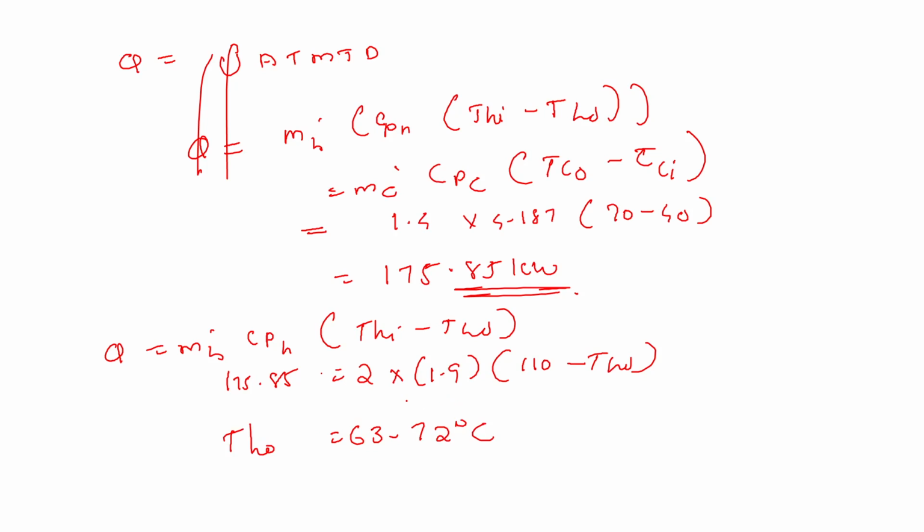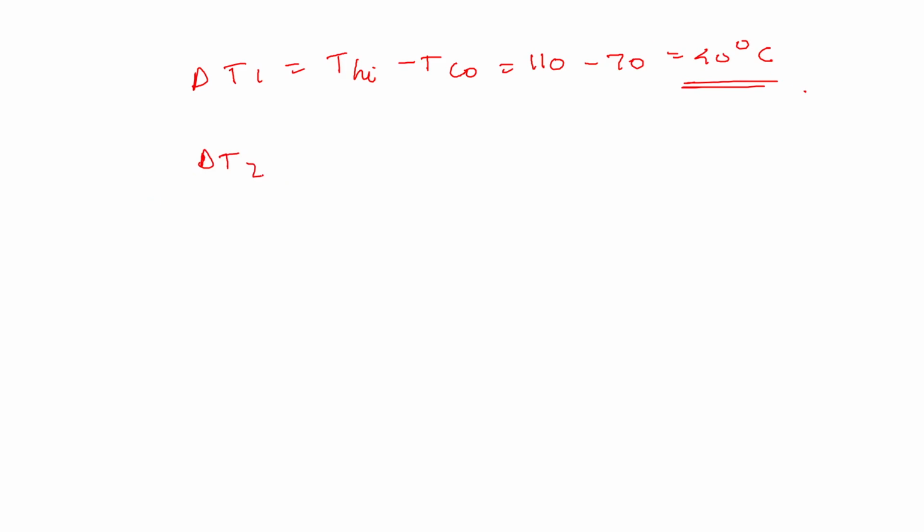Now what you have to do, you have to calculate as usual delta T1, that is equal to THI minus TCO. It will be 110 minus 70, that is 40 degrees Celsius. Okay, now delta T2 you have to calculate. So delta T2 will be THO minus TCI. So it will be 63.72 minus 40. You will get the answer 23.72 degrees Celsius.